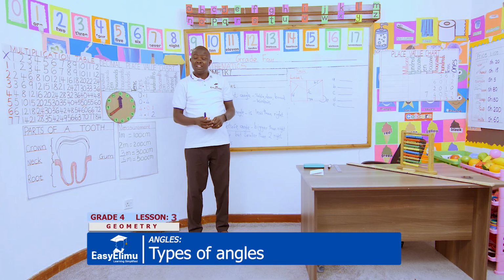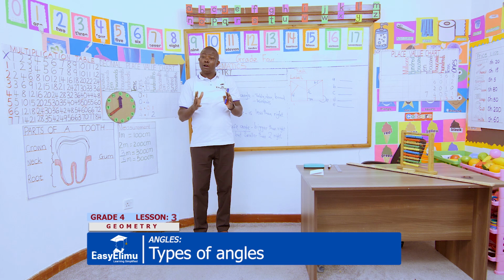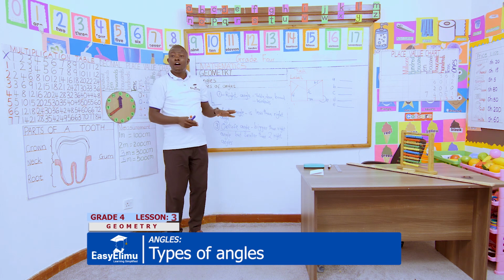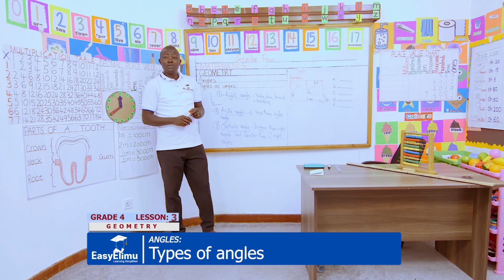And this is the end of our lesson. Remember, when you go home, try to identify, with the help of your parents, types of angles. These 4 types of angles found or formed in our houses at home. Remember to answer me when we meet in the next lesson.